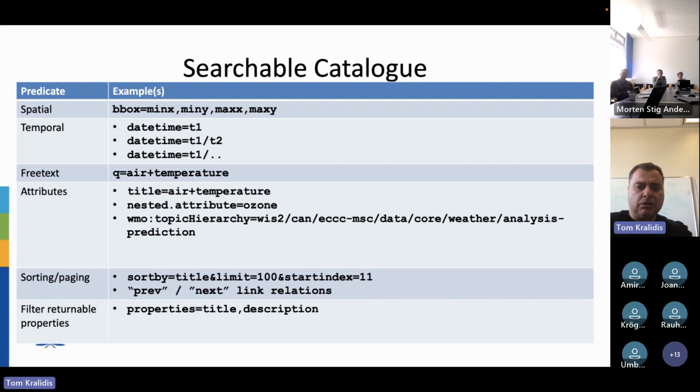You can also do free text searches, so q equals. This is very similar to a mass market search engine type of capability. You can do sorting and paging and filtering the results for getting back smaller payloads of metadata as well. So very simple and familiar query parameters that one might see in a search API out there, but based on an OGC standard.